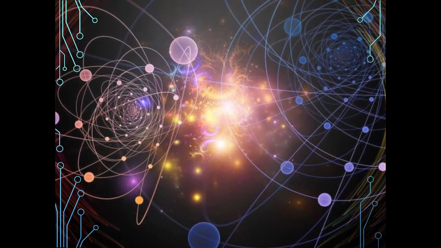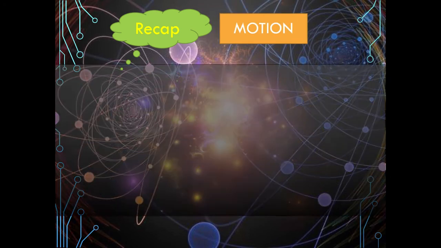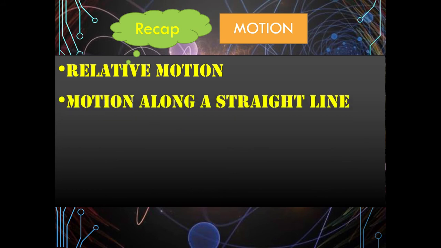Before we begin, I would like to give a quick recap of what we have done in the last class. We have seen what is motion. It is the change of position with respect to the observer. We have seen relative motion, and motion along a straight line with the line diagram, position moving from A to B and C and so on.